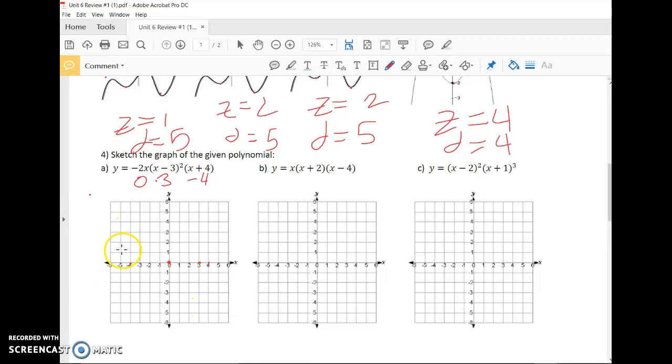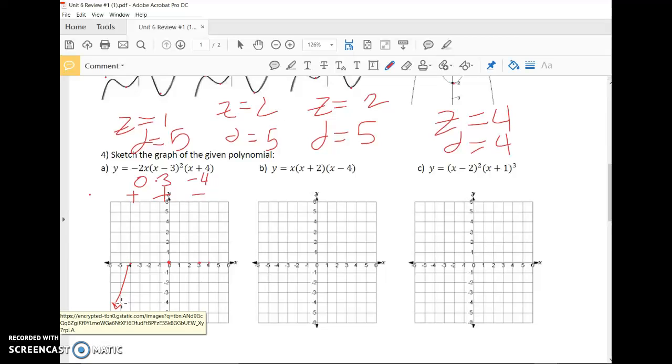Okay, the first thing that we have to decide is, is this thing going to go up or is this thing going to go down? And we do that by taking a really big negative number. If you put a really big negative number into -2, you get a positive. If you put a really big negative number and you square it, you get a positive. And if you put a really big negative number into this, you get a negative. So positive times a negative is negative, so this thing goes down.